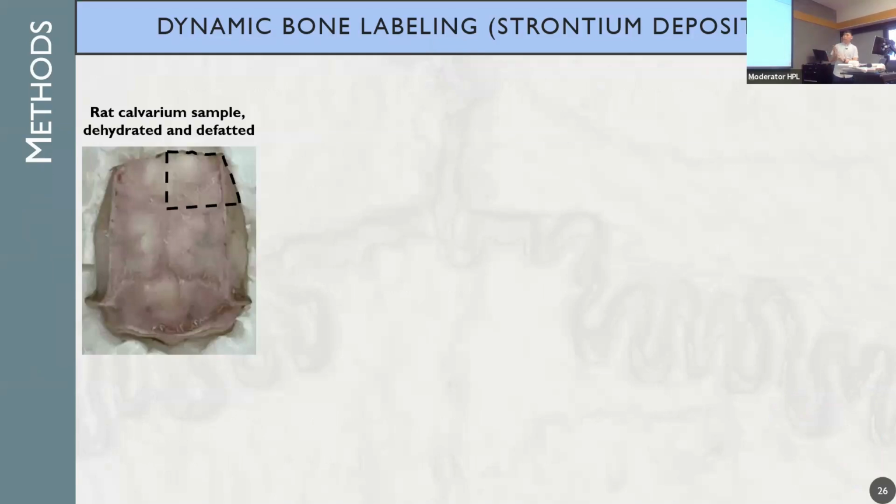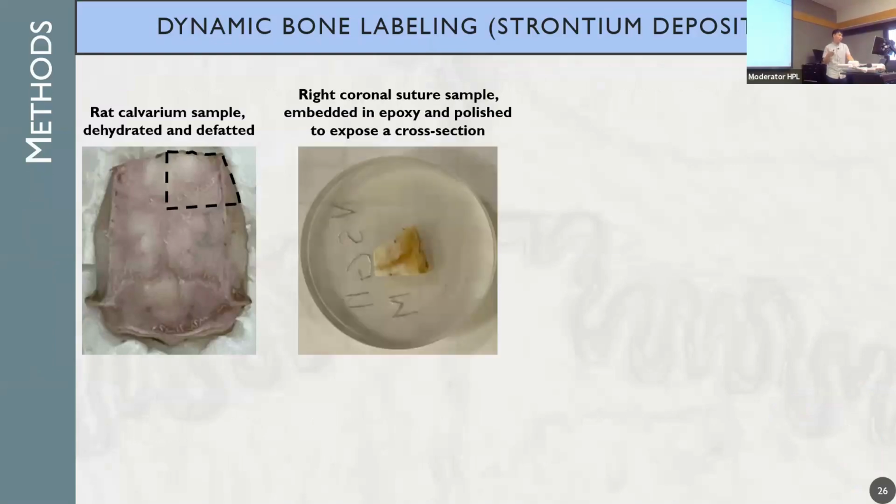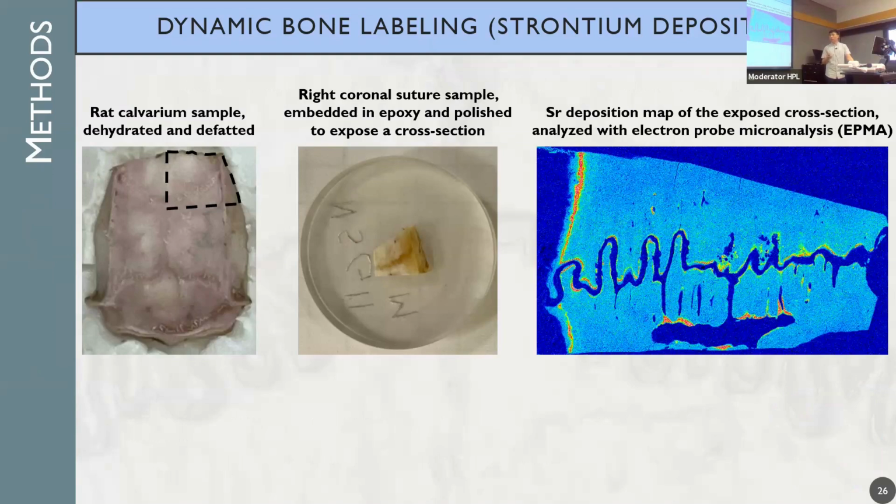So here you can see my rat sample. From this sample, I'm carving out the region of interest, which was derived with the coronal suture, and it was embedded in epoxy and polished to expose the cross section that I want. Then with the electron microprobe, I was able to detect percent of the strontium. On this image, all these bright orange areas are showing the strontium percent, which is newly mineralized bone.